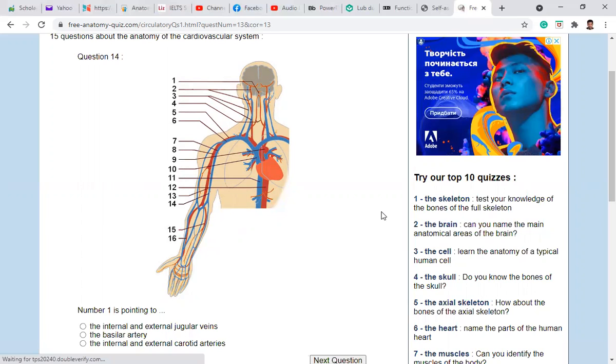Number 1 is pointing to... I'll go with internal. No. It's not showing 2 arteries, it's showing only 1 artery. Basilar artery, yeah. We didn't see it in the diagram in our study because we're looking at the anterior side. This is the posterior. So basilar artery.